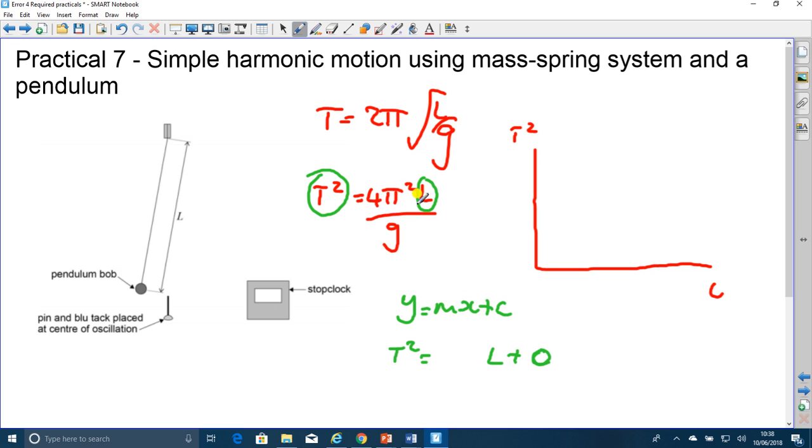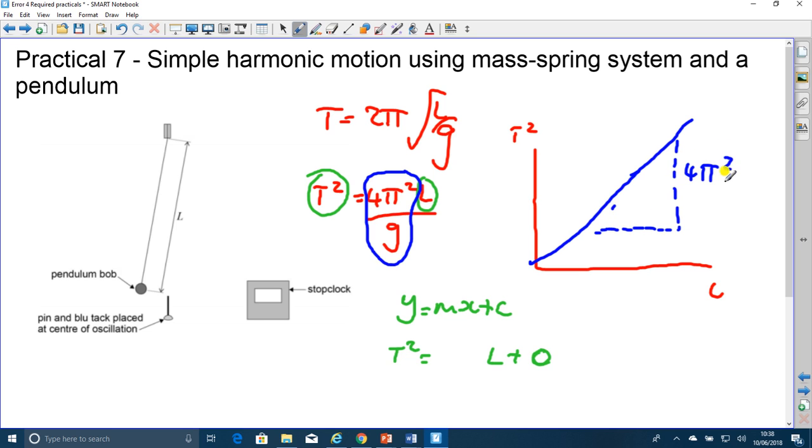So therefore we can see that the gradient of this graph is going to be 4 pi squared over g. So the gradient is 4 pi squared over g, and from that you can determine g. So g is 4 pi squared over the gradient. And that's how you do that experiment.